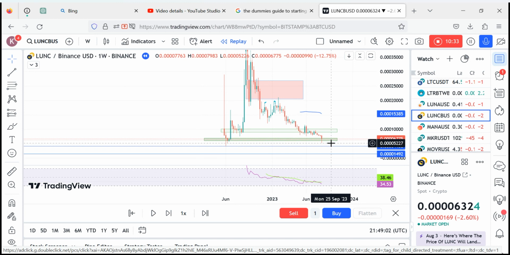The market has violated this order block. So what the market usually does is it retraces to retest and then goes lower. So any pump from this level is a fake pump, and we are likely to see lower prices for Lunar Classic. This is not financial advice anyway. I'm not a financial advisor, but let's see how far the chart goes.